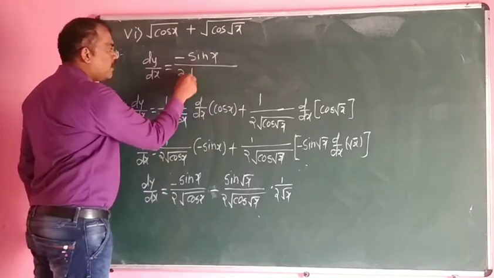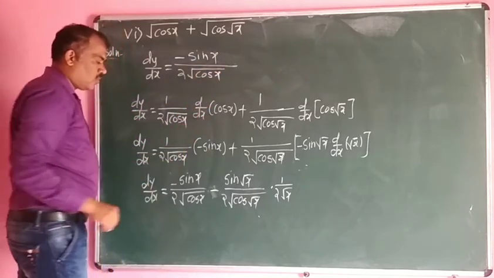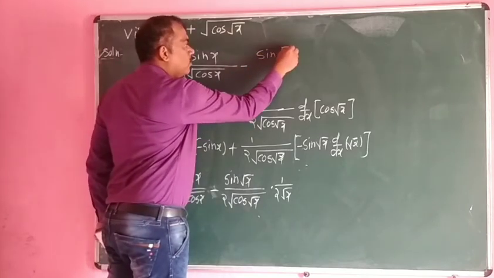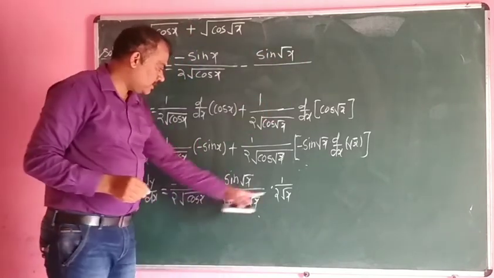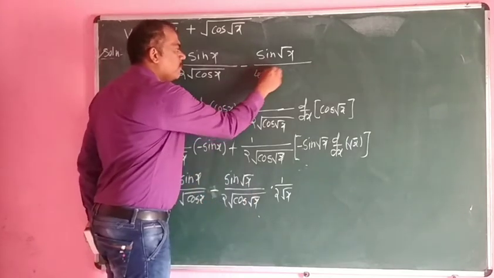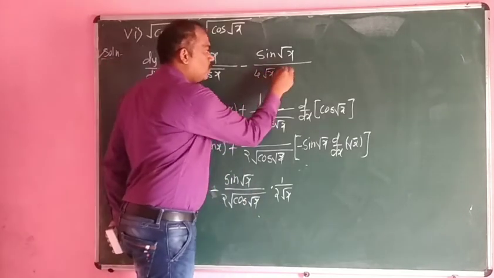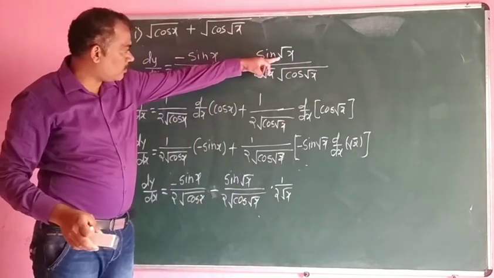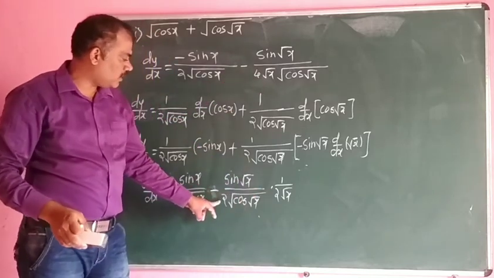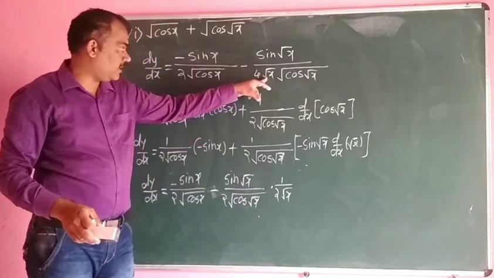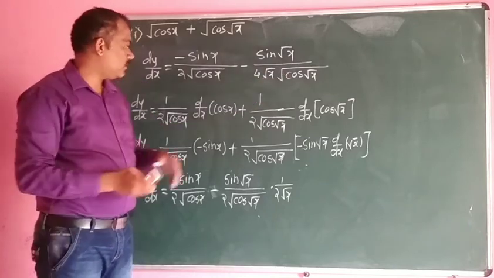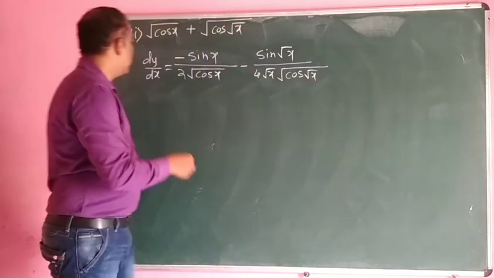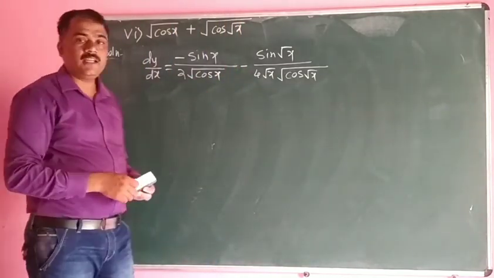divided by 2 times root of cos x. Okay, minus sin of root x divided by this 2 into 2, nothing but the 4 root x into root of cos of root x. Sin of root x divided by 2 into 2, 4, root x we can write in the beginning, root x into root of cos of root x. Okay, this is the required value of dy by dx.